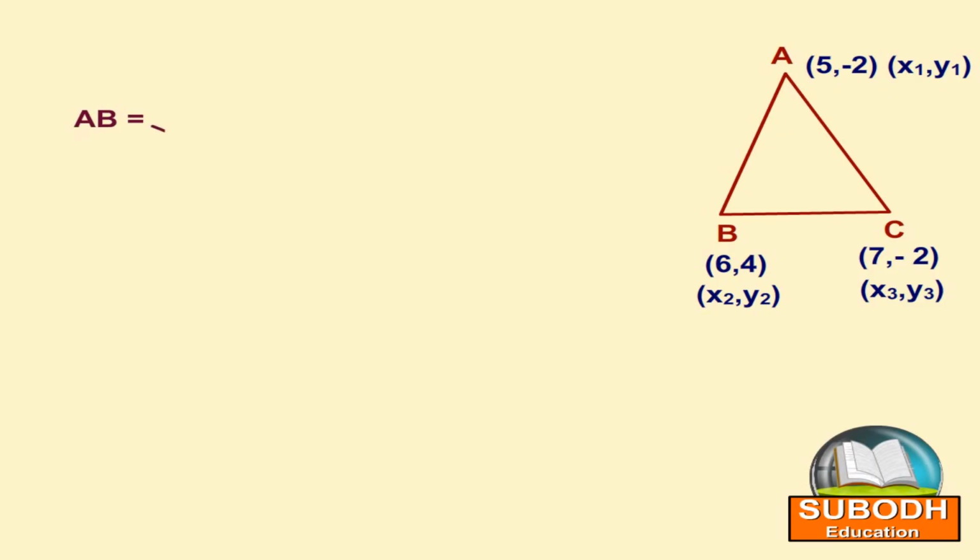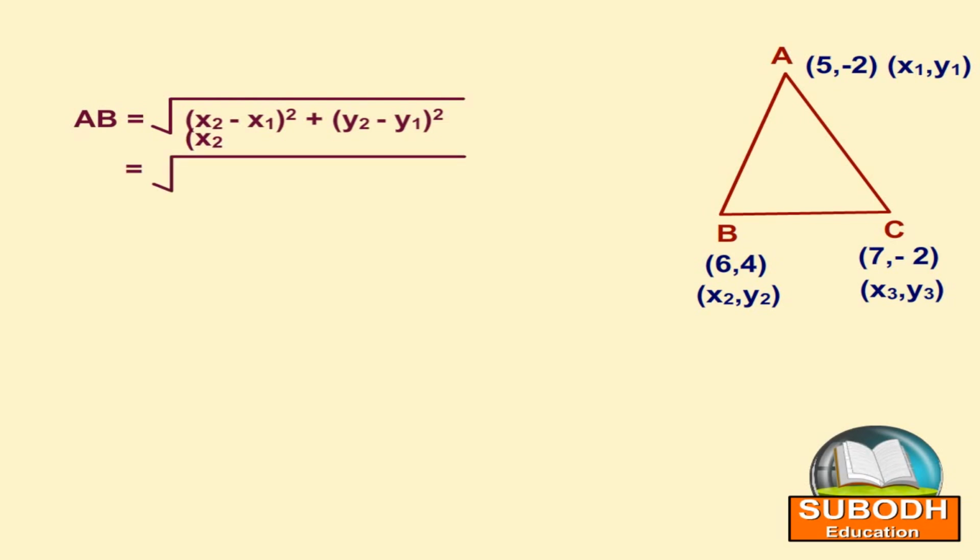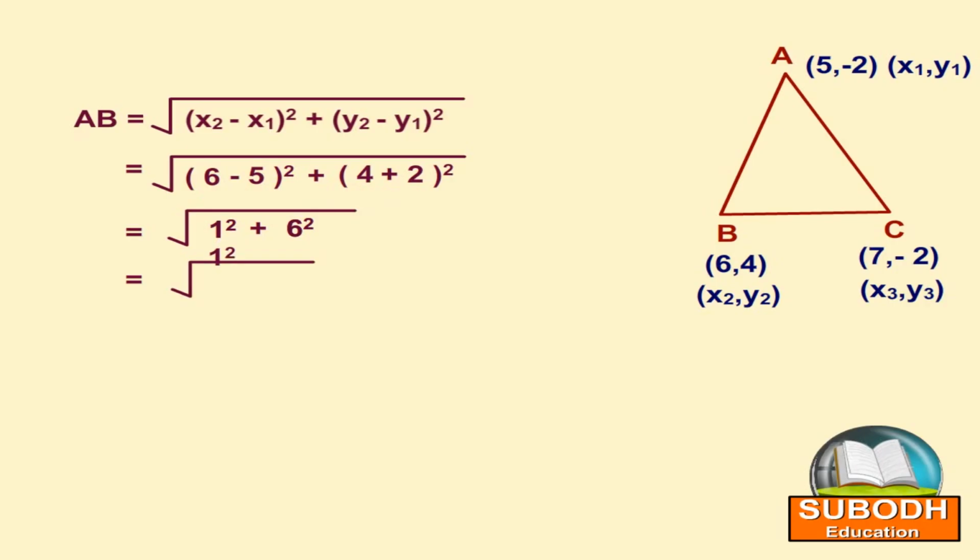AB is equal to root of (x2 minus x1) squared plus (y2 minus y1) squared, which is equal to root of (6 minus 5) squared plus (4 plus 2) squared, which is equal to root of 1 squared plus 6 squared, which is root of 1 plus 36, which is equal to root 37.